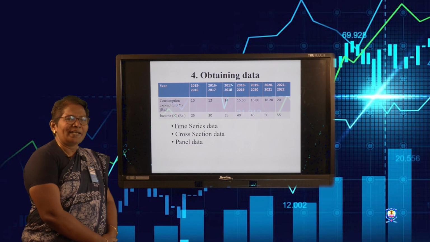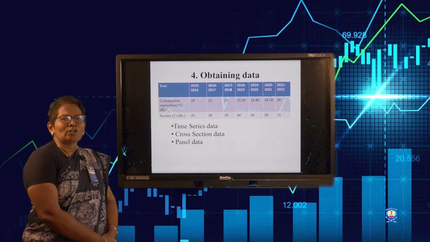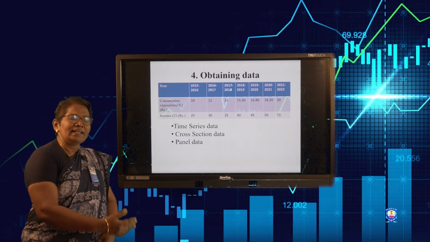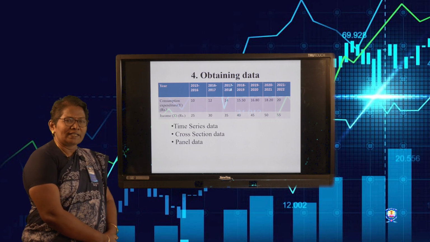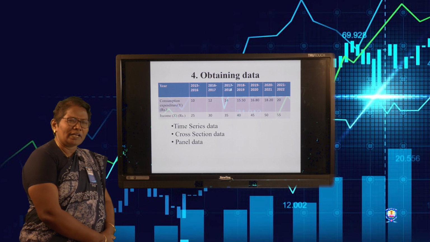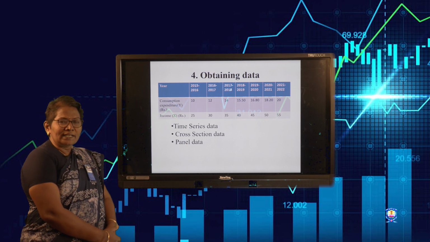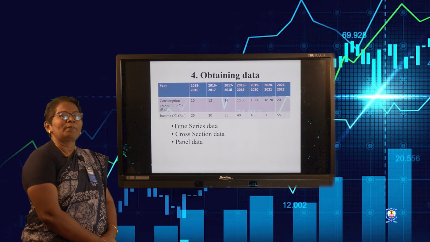Now, the model has to be estimated. To estimate any econometric model, the basic requirement is data. So, now we have to obtain data, and while obtaining data, we have to remember that there are different types of data available for empirical analysis. For example, there is time series data, cross section data and panel data.